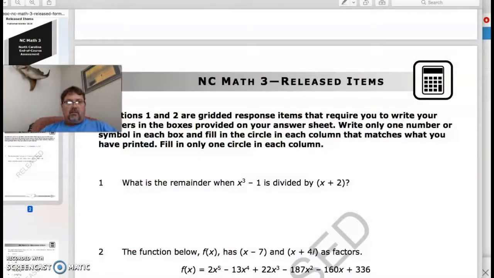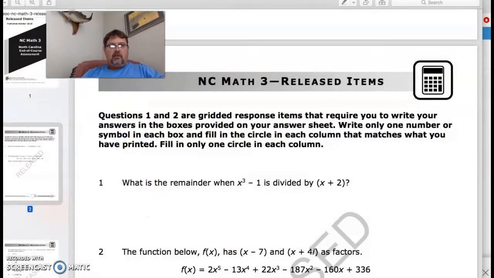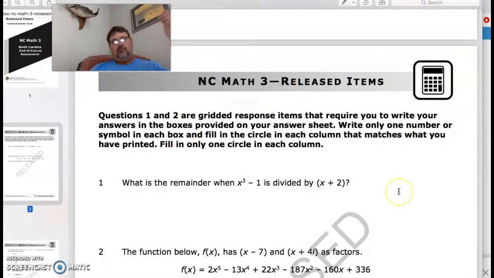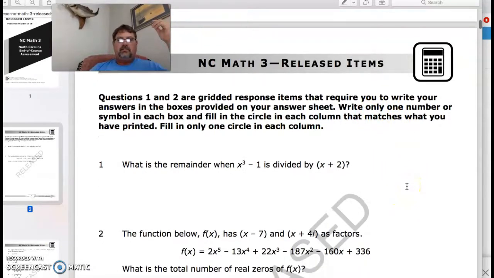And number one is a remainder theorem problem. All right, so now notice there's no multiple choice here. This would be a gridded response. It says, what is the remainder when x cubed minus 1 is divided by x plus 2? Two ways of going at this, okay? And we'll do it both ways, just so we can kind of review as we go here.